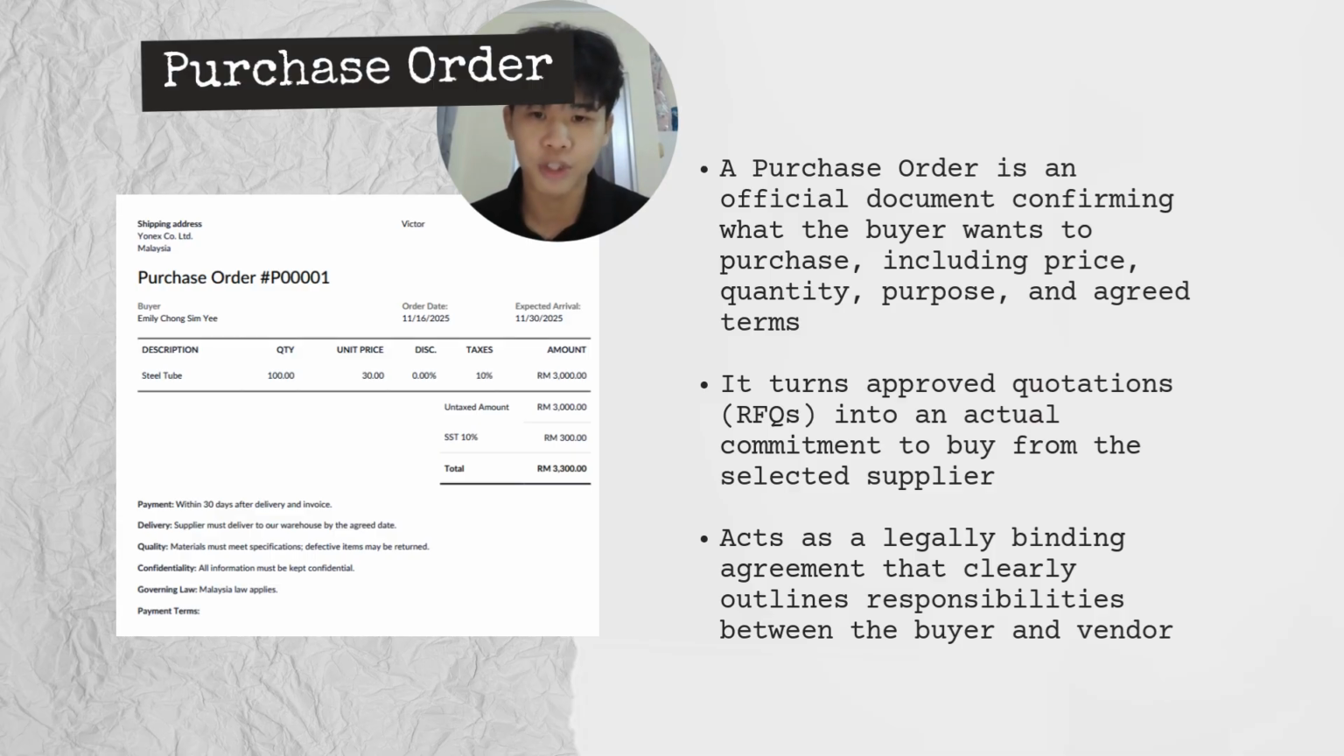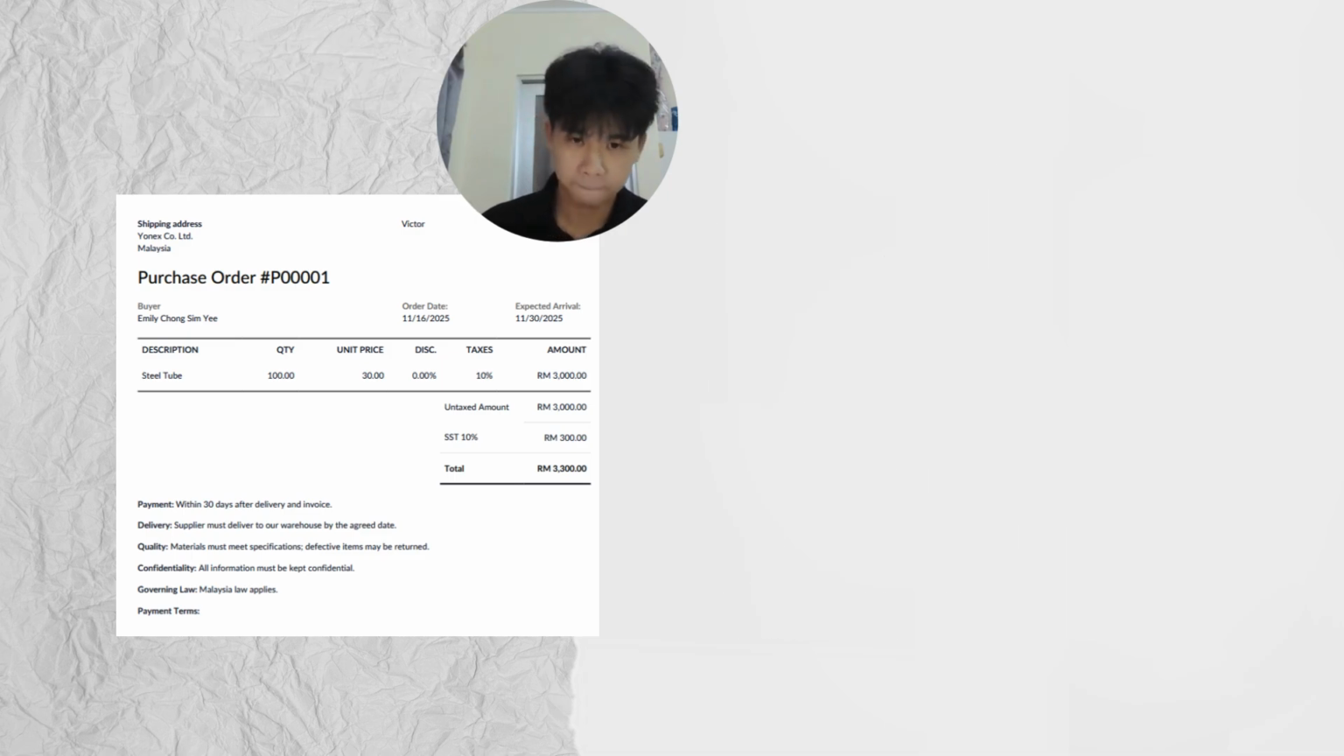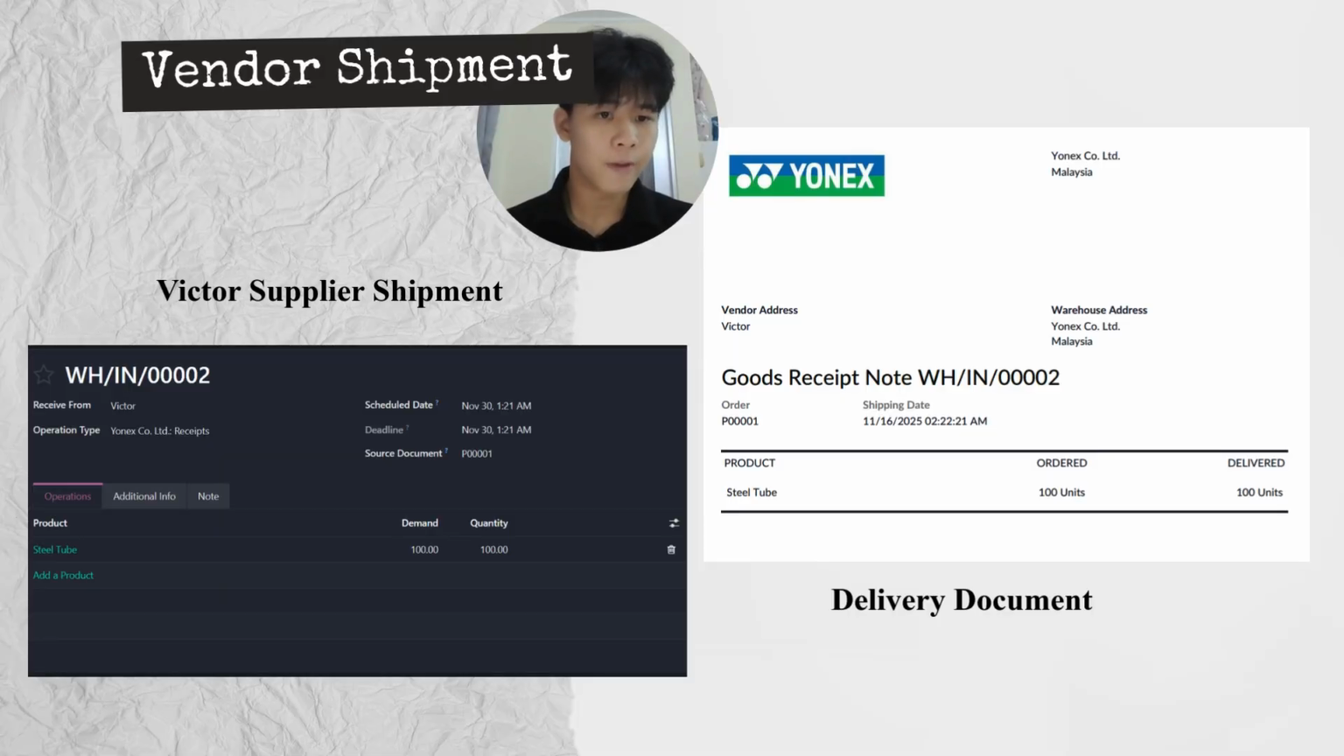As you can see in our purchase order receipt, we already bought the steel tube, quantity 100, unit price 30 ringgit, and the tax is 10%, so the amount is 3,000. For the vendor shipment, we already created the purchase order and sent it to them, so the Victor supplier will receive it. Then they start the shipment. Here are the two Victor supplier shipment and delivery documents, which are confirmed.